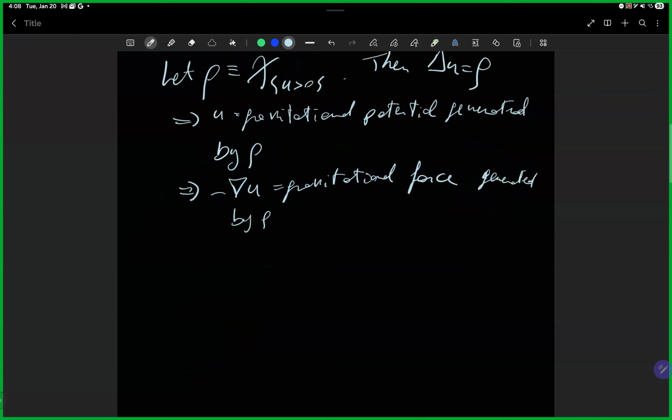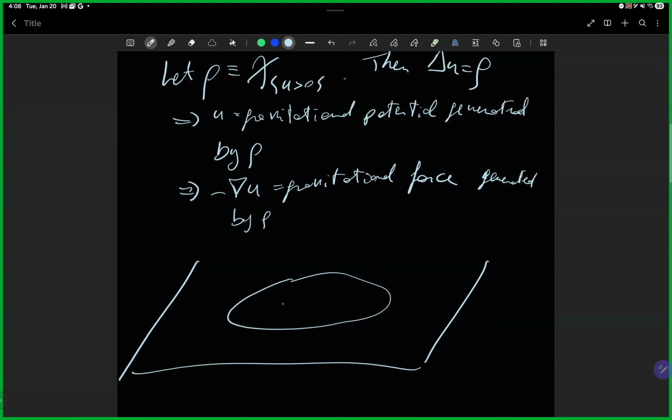What does it mean? You think of this uniform density of mass in the complement of {u equals 0}, and then you look at which gravitational force it generates, and the gradient of u tells you this force. But now let's look at the picture again. Here I have u equals 0, which means the gradient of u is 0. So inside the contact set, the gravitational force is identically 0.